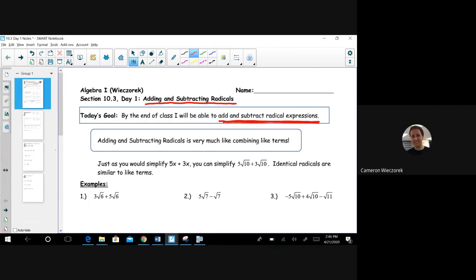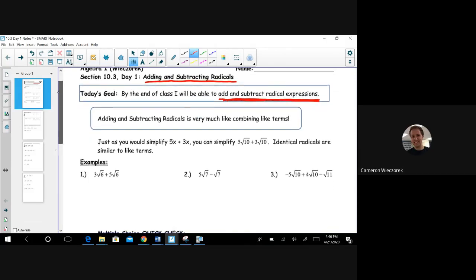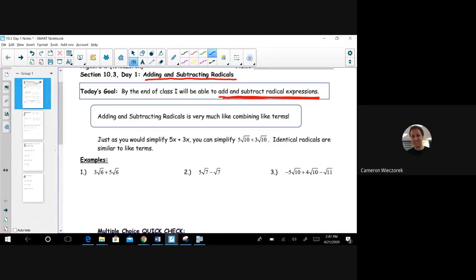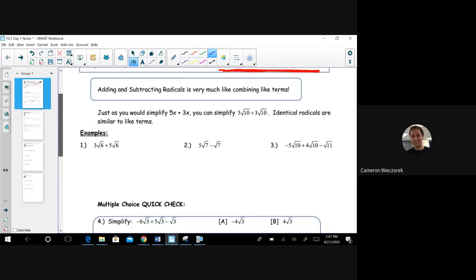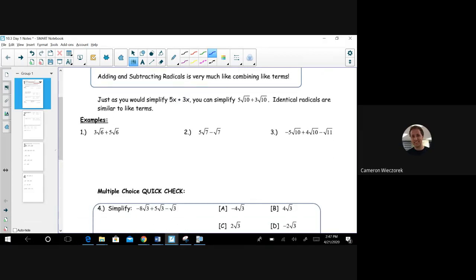Doesn't mean you have to be perfect at it by any means, but at least you get an intro into the topic, and then you can do some of the extra practice problems in order to get better at that. Honestly, adding and subtracting radicals is pretty much like combining like terms. Say I gave you something like 5x plus 3x. This takes us back to the first week of school. We would have said, oh, that's just 8x. 5 dogs plus 3 dogs is 8 dogs. Dogs in this case is x.